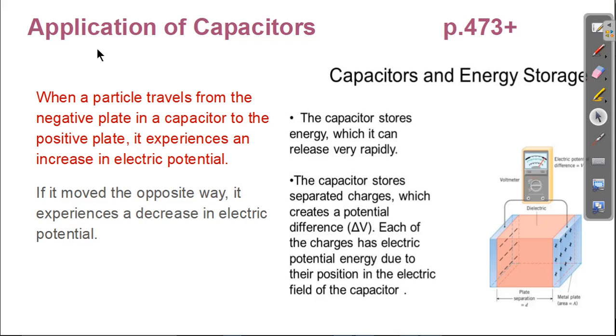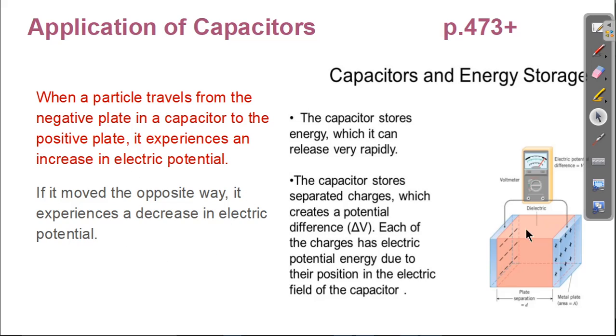Now, application of capacitors. That's going to be on page 473. Things to know, really. When a particle travels from the negative plate in a capacitor to the positive plate, it experiences an increase in electrical potential. Okay, let's continue. If it moves the opposite way, it experiences a decrease in electrical potential.